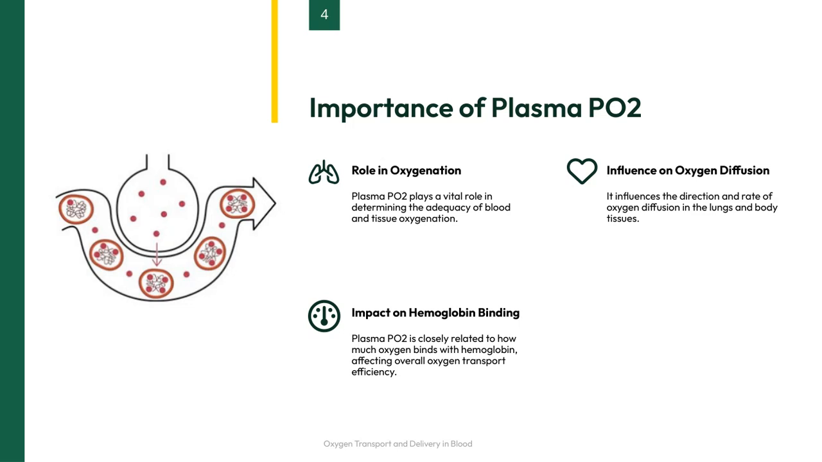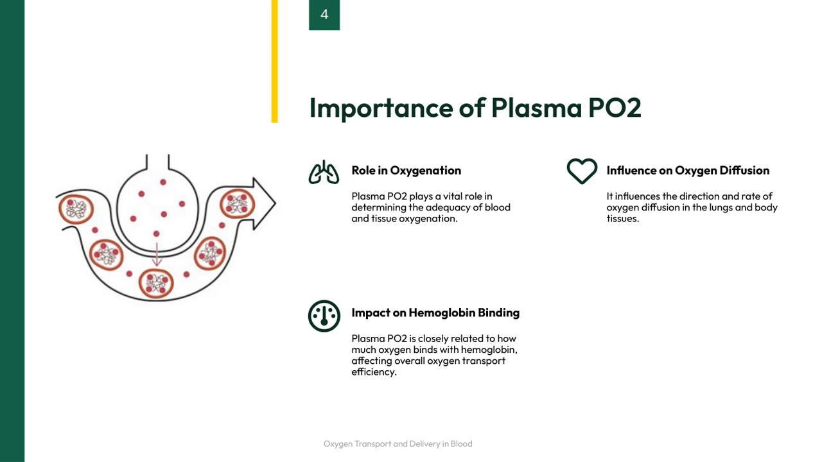Let's talk about the importance of plasma PO2, which is the partial pressure of oxygen in the plasma. This value is really crucial because it directly affects how much oxygen binds to hemoglobin. The more oxygen there is in the plasma, the more efficiently it can be transported throughout the body. This concept is vital for understanding overall oxygen transport efficiency. It impacts not just how much oxygen is available, but also how effectively it moves from the lungs into the blood and from the blood into the tissues.